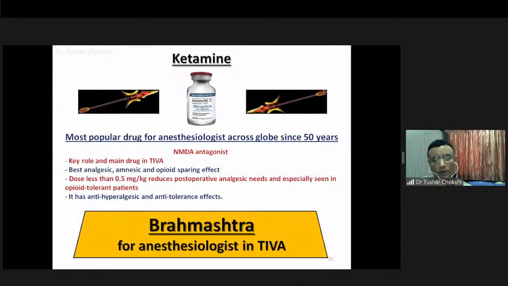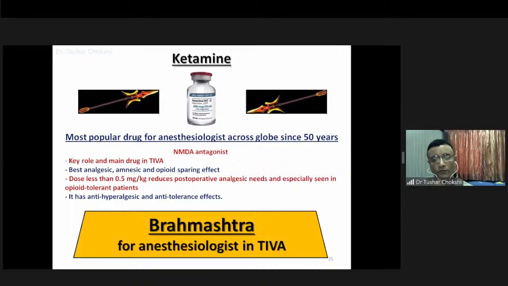Ketamine. Ketamine is the most popular drug among all anesthesiologists across the globe for the last 50 years. There was one survey done just 5 years back with all the anesthetists across the globe, asking which is the most popular drug in the anesthesia armamentarium. I'm telling you, the most popular, then ketamine was 49%. I call it the brahmastra for the anesthesiologist in TIVA. When TCI TIVA was not there, just 2-3 years back in my practice, and even today also, I'm using ketamine in my practice as a sole combination with TIVA mixtures. It's a key role and main drug in TIVA. It's a base analgesic, amnesic, with opioid sparing effect. It's an NMDA antagonist.